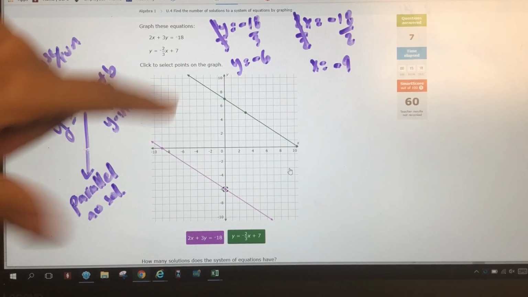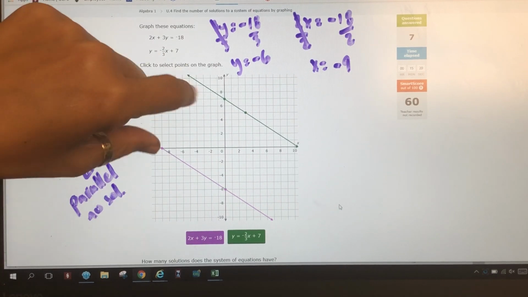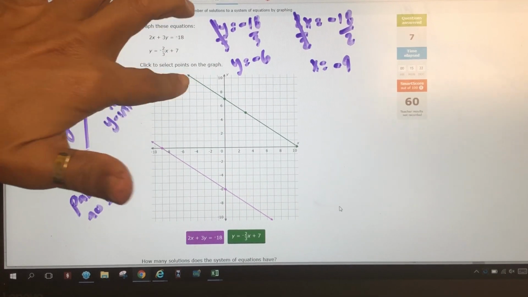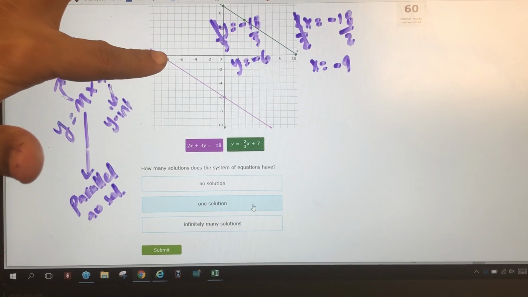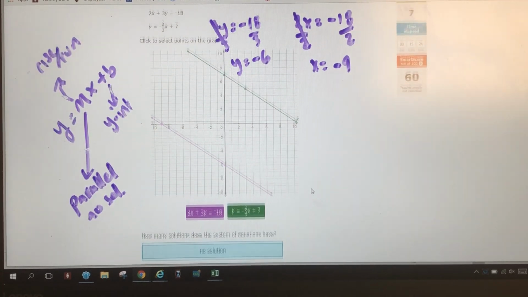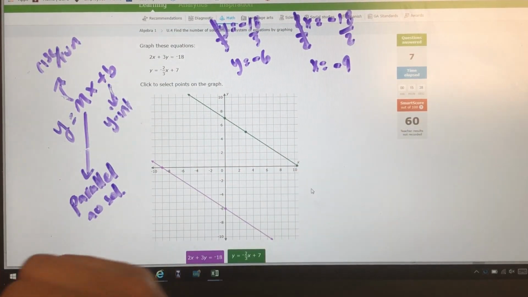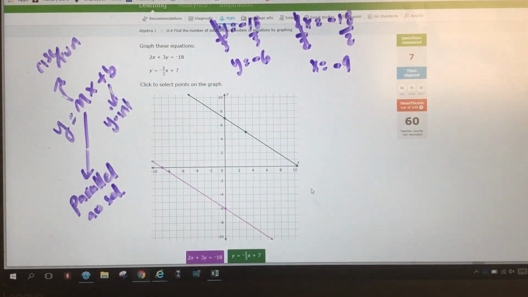What can you tell me about these two lines? They are parallel, which means they never meet. There's no solution because they never meet. So no solution.